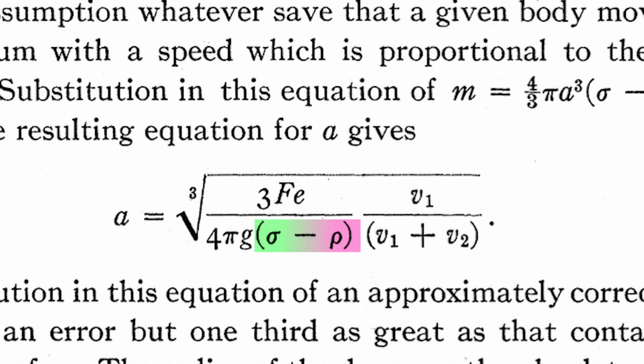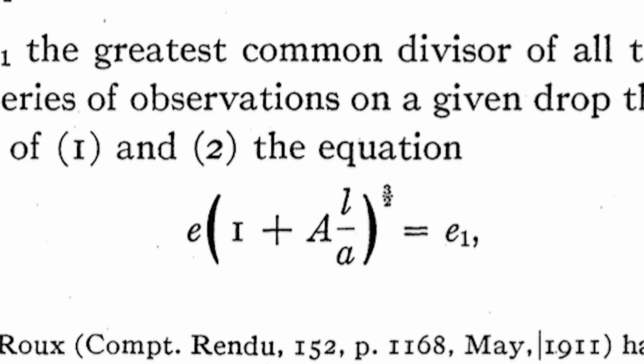Millikan applied other corrections, including buoyant force from the density difference between air and oil, and also the effect of particle radius relative to the air's mean free path.